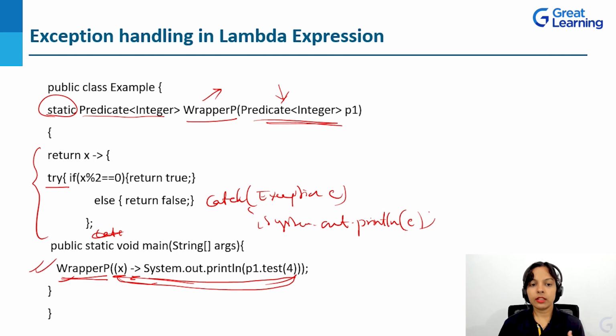Now you must be thinking that how is this whole concept of wrapper method reducing the number of lines of code? It is not. If there are multiple Lambda expressions in the complete program, this will end up adding many new lines of code. So in that case, we can have generic type wrapper methods, meaning not integer. We can have generic type wrapper methods, which can be used for various such Lambda expressions. So this is all about exception handling in Lambda expression.